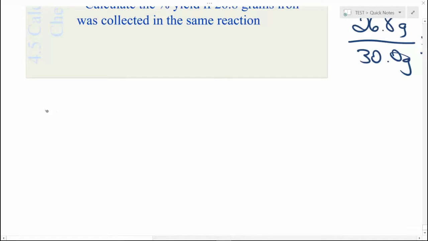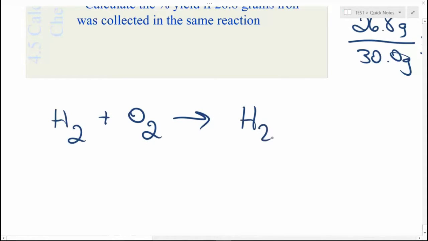So let's take our water example. So H2 plus O2 produces H2O. And we're going to introduce one other concept called the limiting reactant. Okay? So this is an unbalanced chemical equation, so I need to balance it. So to balance this chemical equation, I need 2 waters to balance the oxygens, and then I need another 2 hydrogens to balance the hydrogens in the water. Okay, now I have a balanced chemical equation.